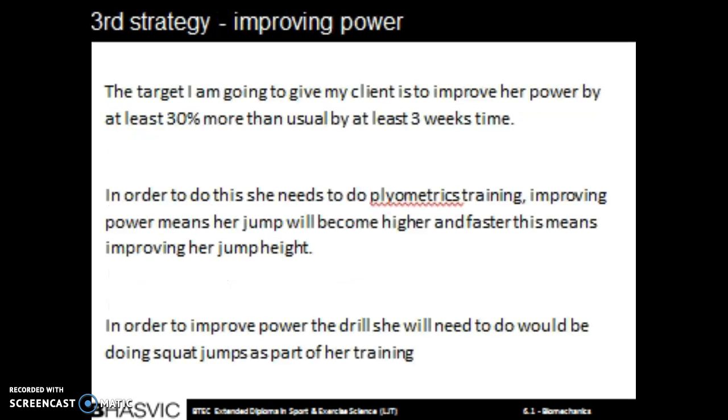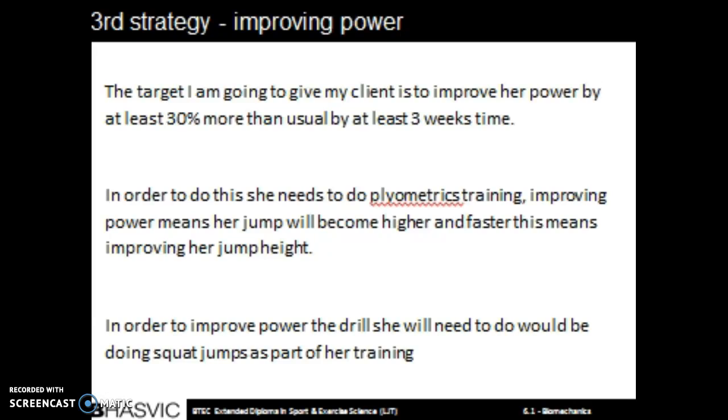The third strategy is going to be improving your power. So the target I'm going to give you is to improve your power by at least 30% more than usual, at least in 3 weeks' time. In order to do this, we will need to do plyometric training to improve power, as this will mean the jump will become higher and faster, and therefore improving your jump height.